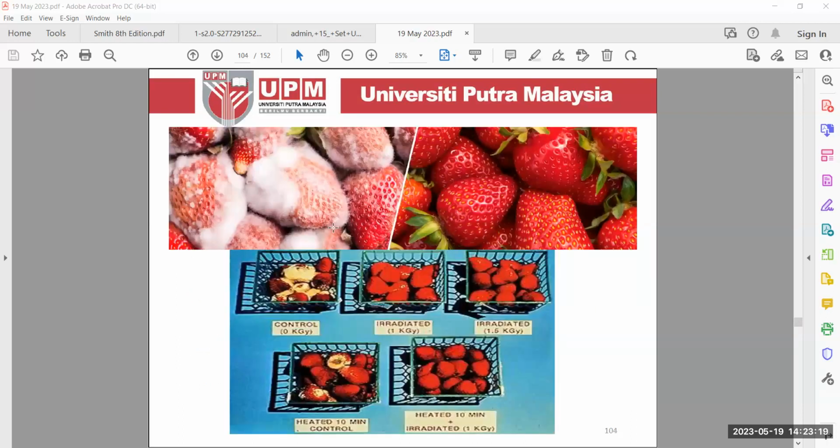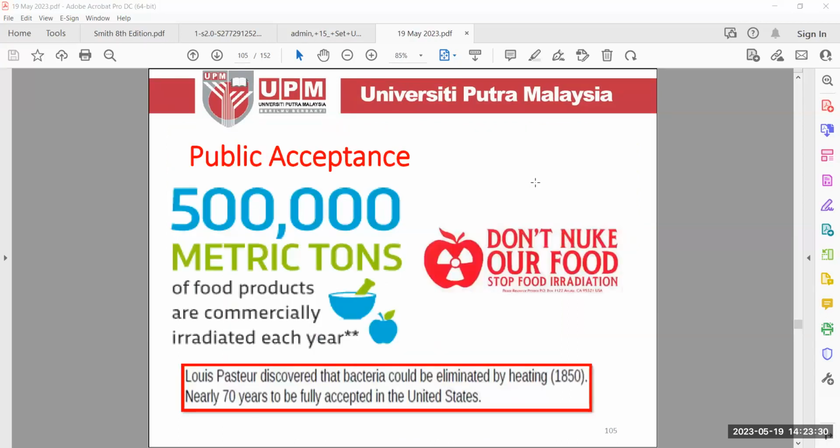And these are the types of food product that is being irradiated. So this one is not being irradiated, and this one is being irradiated with a gamma ray. Okay. And the public acceptance, it takes years for people to accept it. But even now, there is a campaign to boycott irradiated food products because they feel like this radioactivity is not good for their product. So, do not nuke our food. Stop food irradiation. This is one of the campaigns in the United States.